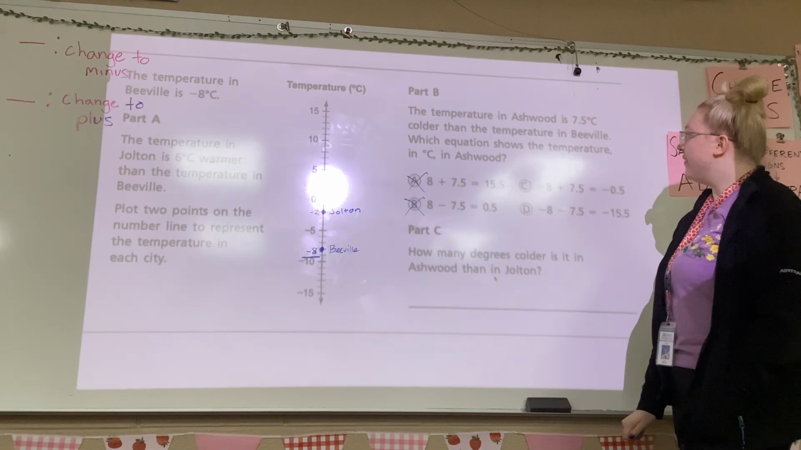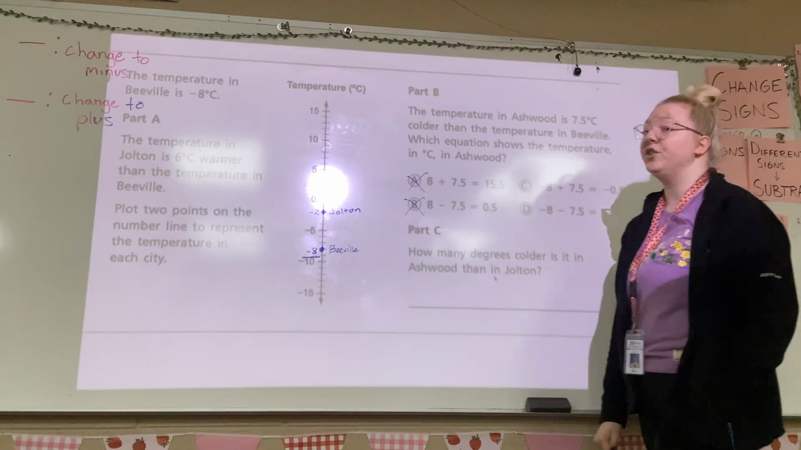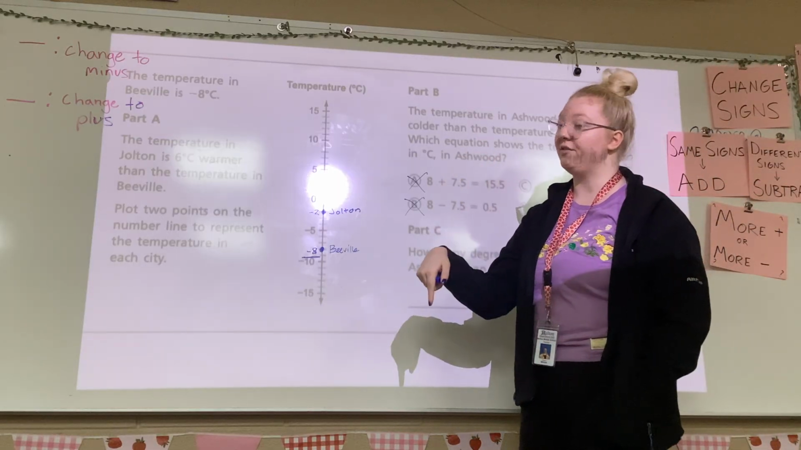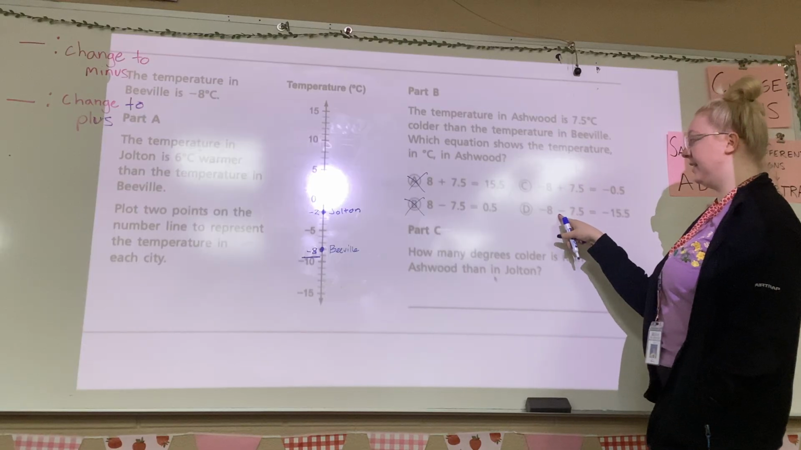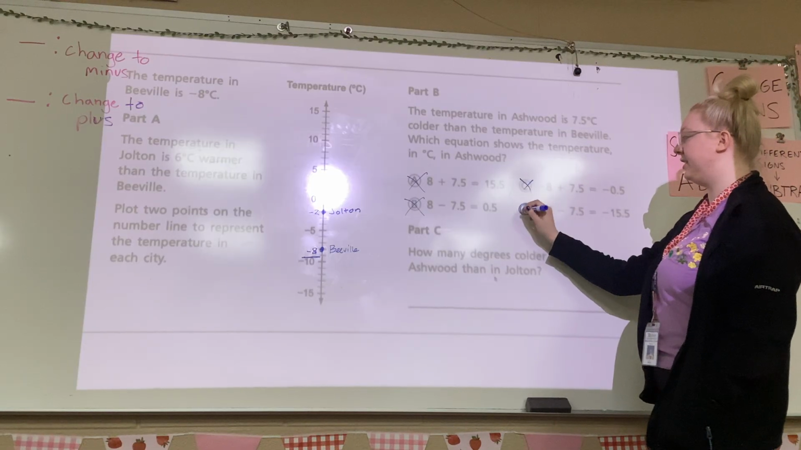Okay, now it's 7.5 degrees Celsius colder. Does colder go up or does colder go down? It's going to go down, so that means minus. Here's minus. Can't be C, gotta be D.